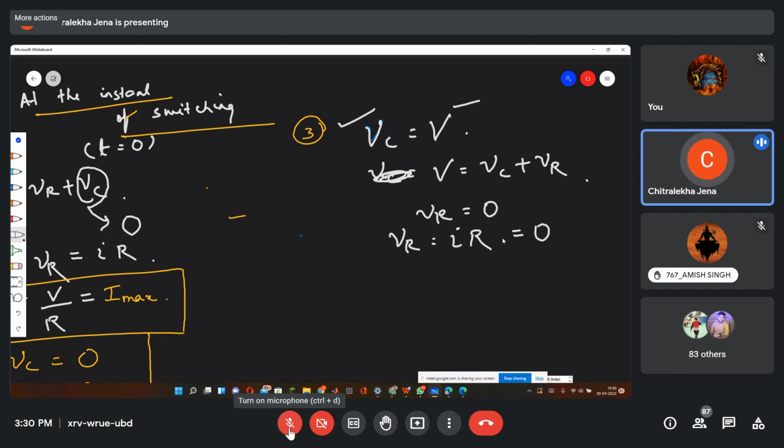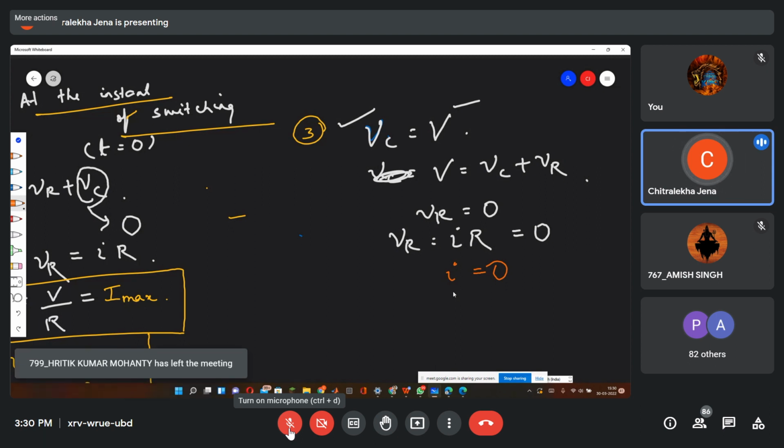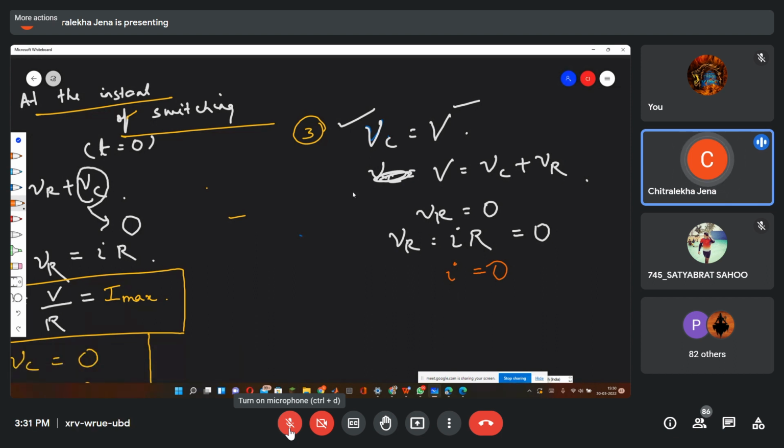R cannot be 0. R is never equal to 0. So what is equal to 0? Current. I is equal to 0. That means the current in the circuit is equal to 0. Will you agree with me? All of you agree with me that a long time after I have closed the switch, there is no current in the circuit? All of you agree with me?